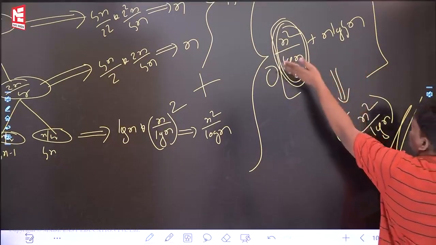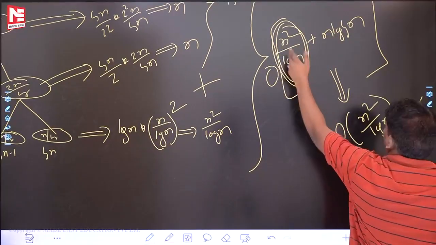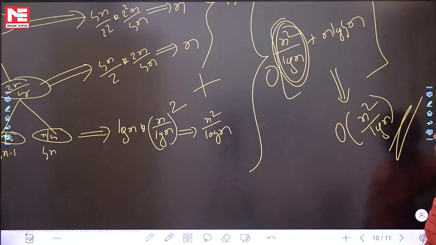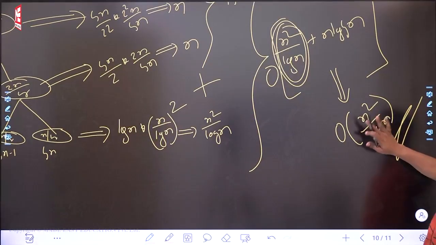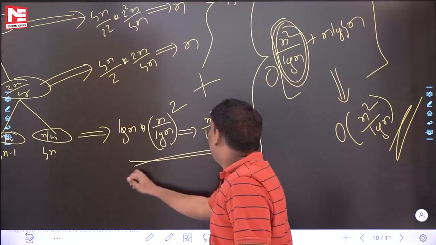If anyone has a small doubt about which one is smaller and which one is bigger, just apply log, you will get the clarity. Please be careful. The final answer is going to be big O of n square by log n. This is the only extra.